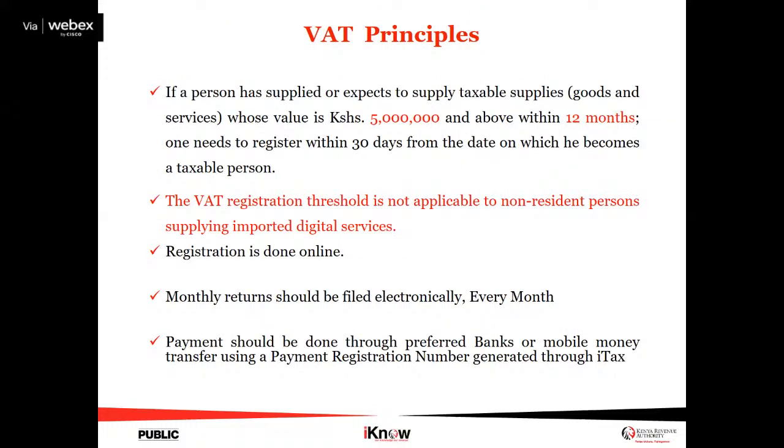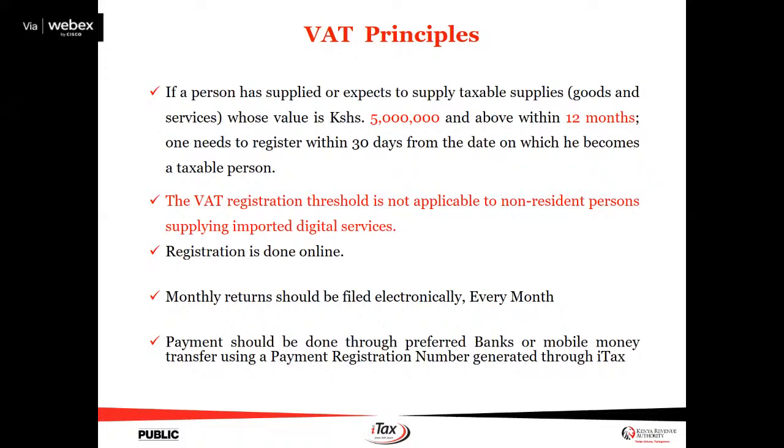So what are the VAT principles? One of the VAT principles is that if you are expecting to supply goods or services whose value will be 5 million and above within 12 months or a particular year, then we expect you to register for VAT within 30 days when you realize this. And remember, the 5 million, we are looking at the full 12 months.